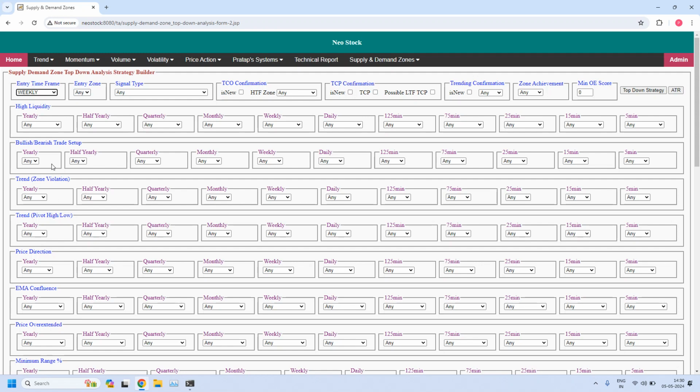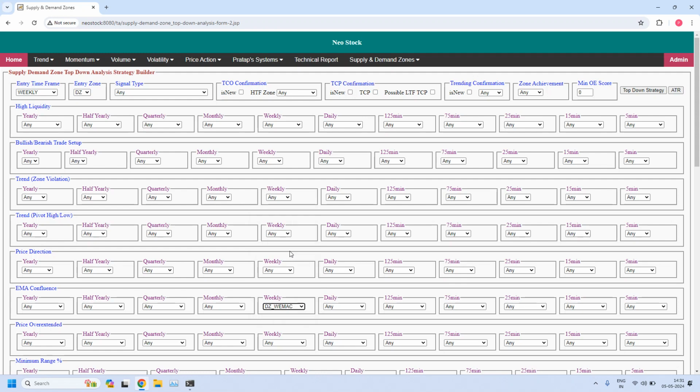So first, demand zones, let us focus. That's why the entry zone should be demand zone, and we are looking for EMA confluence. Because we are looking for EMA confluence, which time frame? Weekly. So in weekly, the demand zone should have weekly EMA confluence. This is the one, DZ underscore WEMAC. DZ means demand zone, W means weekly, EMA means exponential moving average, and C means confluence.